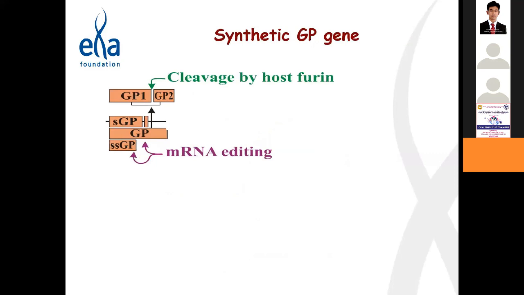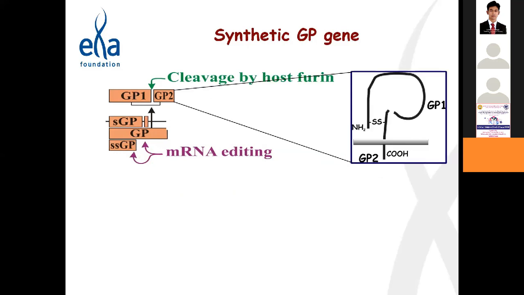If we look deeper into this cleavage by host furin, this is how it is present on the surface of the virus. This is just a monomer form that I'm trying to show here. It usually exists as a trimer. You will have 2 fragments of it, GP1 and GP2. The GP1 fragment is the one mainly responsible for the entry of the virus into the cell.